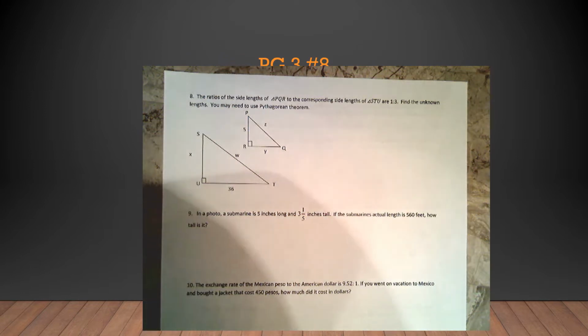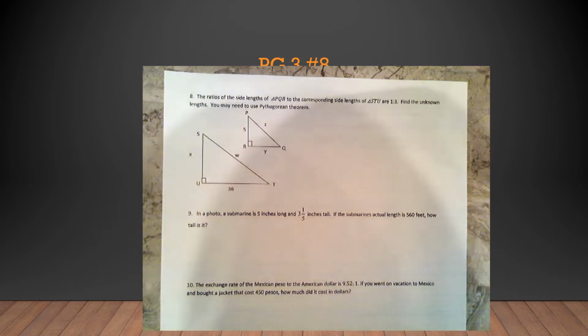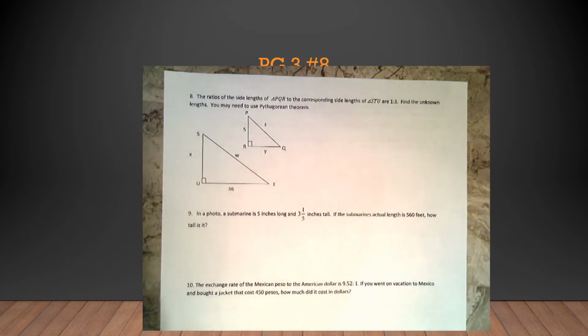Okay, so we're looking at number 8 on page 3 now. The ratio of the side lengths of triangle PQR to the corresponding side lengths of triangle STU is 1 to 3. Find the unknown lengths. You may need to use the Pythagorean theorem.